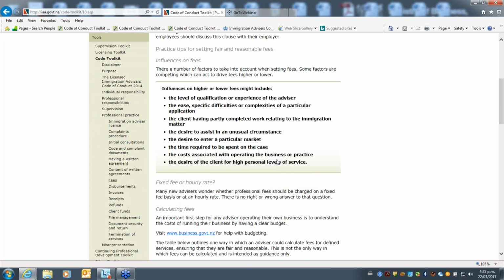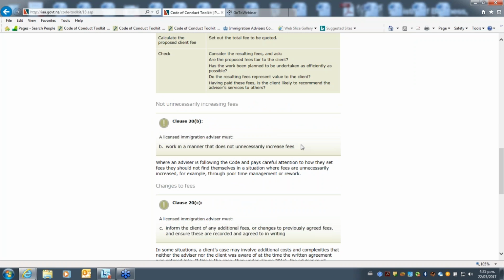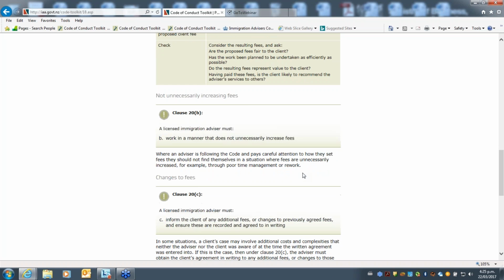You need to work in a manner that does not unnecessarily increase fees. So it's not okay to charge extra because you've got poor time management and it takes you a long time to do something, or because you need to rework because you keep making mistakes. That's not a reason to charge more. In fact, it might be a reason to charge less.